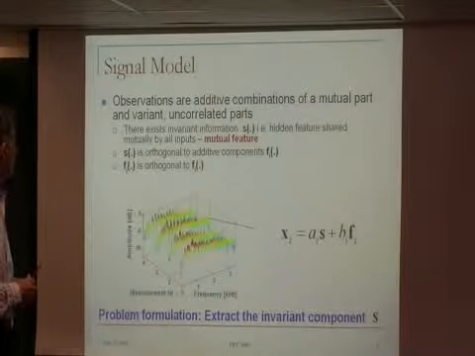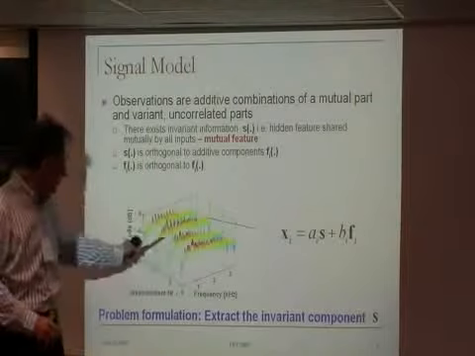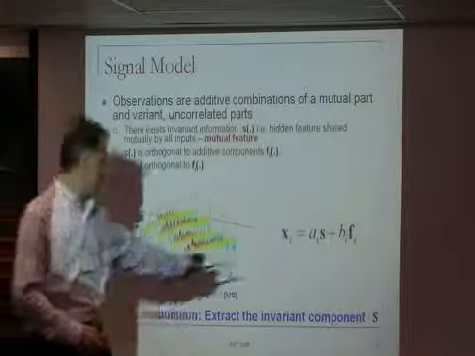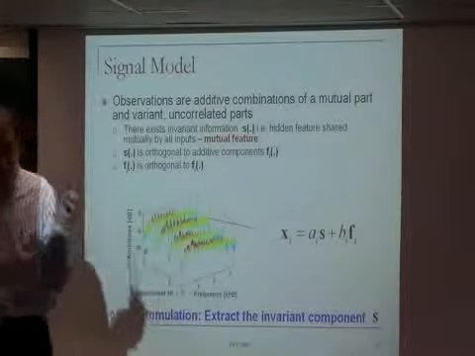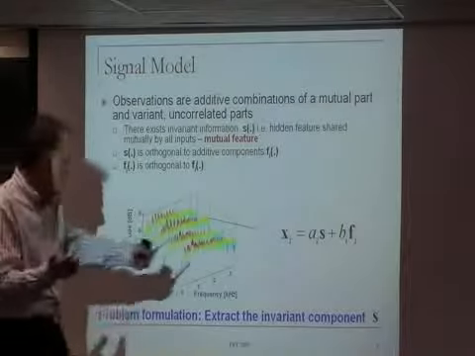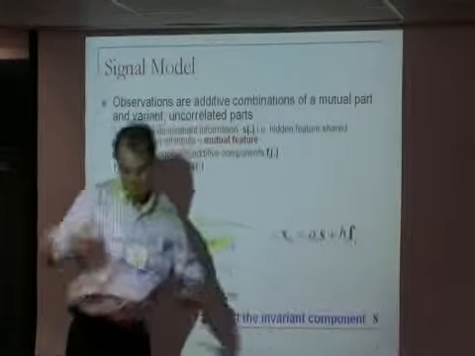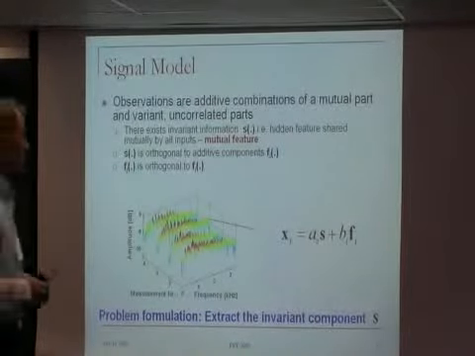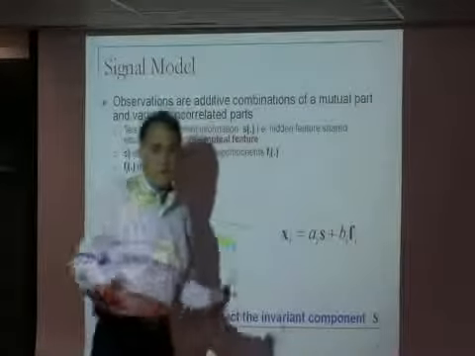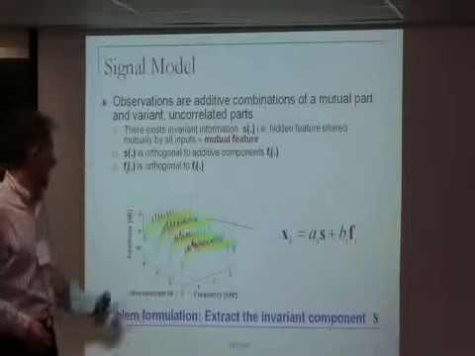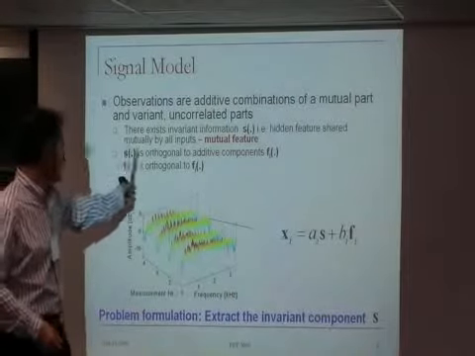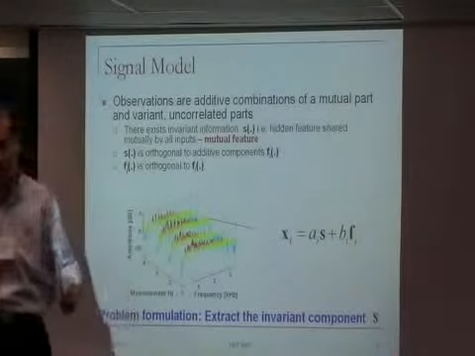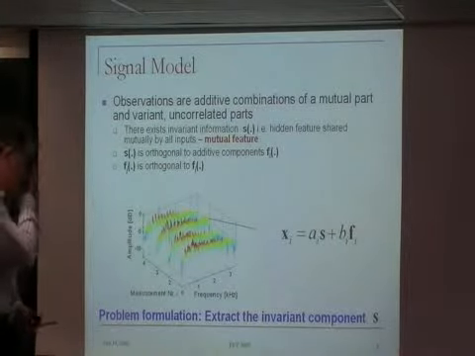Consider our observations can be modeled in this way. There's some unknown, hidden, invariant information S plus some other variant pieces of information from observation to observation. I'll have these variable parts, Fi. And I'm making the assumption that S is orthogonal to this additive component Fi, and Fi is orthogonal to Fj for a different index, for the time being.